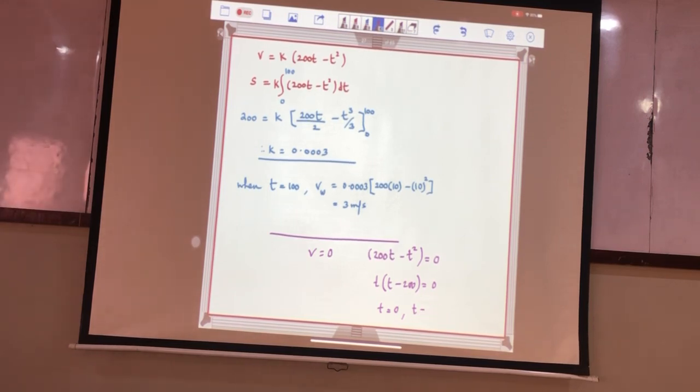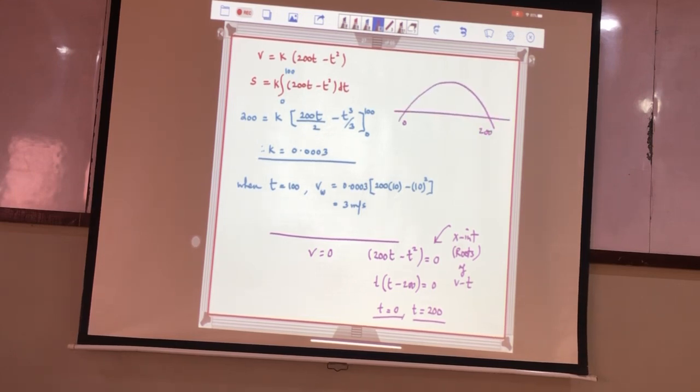No, hold for a second. This is not the turning point. These are the x-intercepts. These are the roots of the velocity-time graph. Therefore, the graph would be like this. This is 0, this is 200. Since it's a quadratic curve, it is symmetric. Therefore, at 100 seconds, it would reach its maximum.